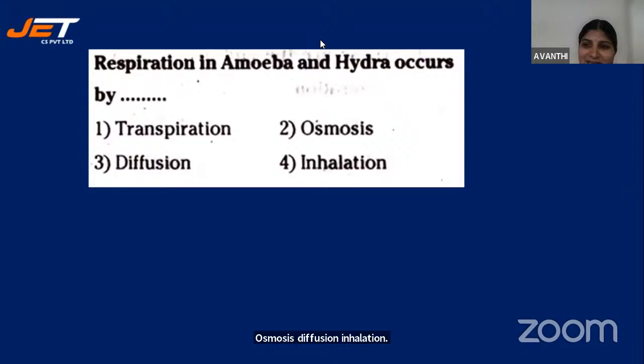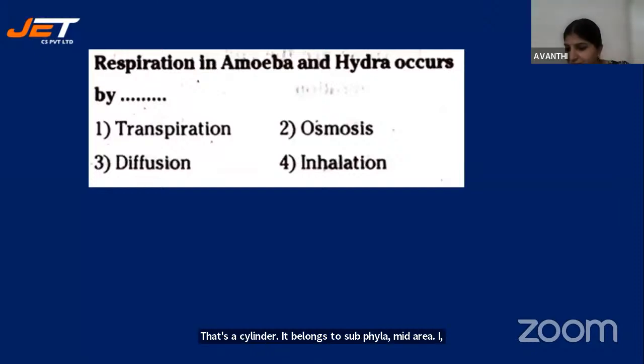Who is that typing E? There is no option E here. Okay, it is diffusion, children. By the simple diffusion process, these organisms are able to respire. Amoeba is a protozoan. Hydra is a cnidarian, it belongs to phylum Cnidaria. Hydra is aquatic, and mostly amoeba is also aquatic.